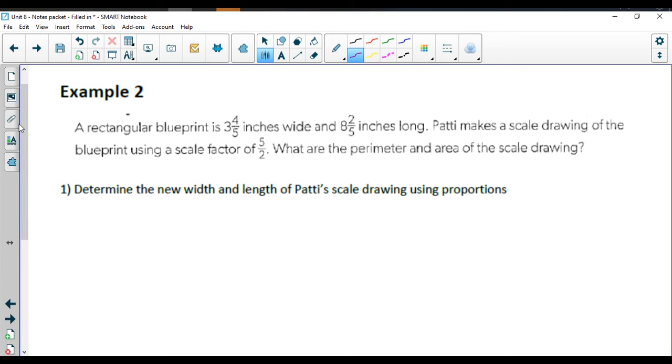Patty is going to make a scale drawing using a scale factor of 5/2. What are the perimeter and the area of the scale drawing? So her scale factor is 5/2. So we're going to go ahead and look at the width, which Patty said was 3 4/5 to start. And we're going to multiply that by that scale factor of 5/2. So 3 4/5 times 5/2 will give me 9.5.